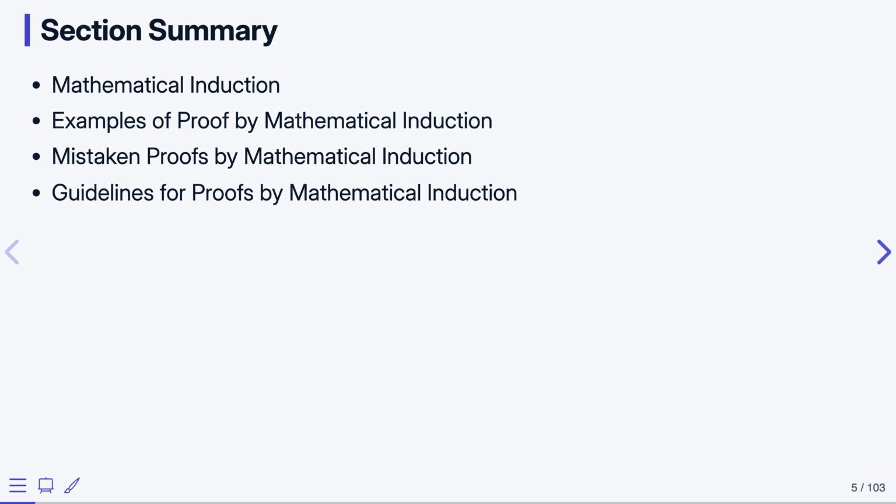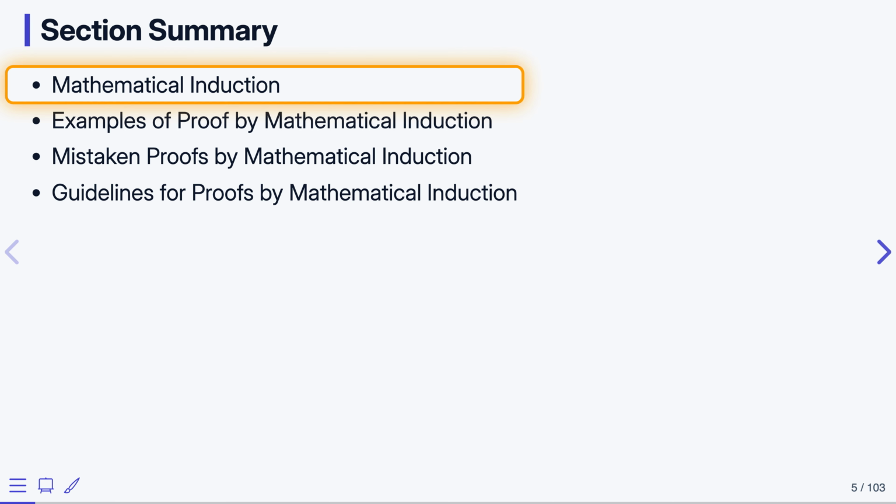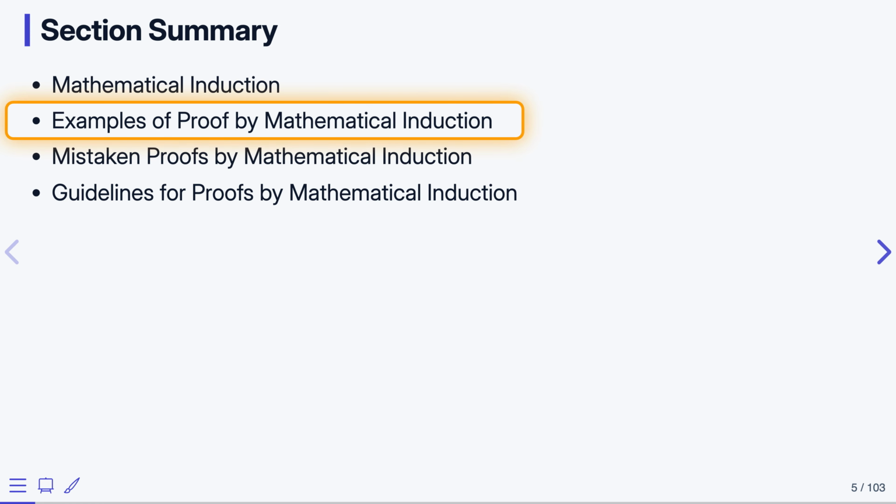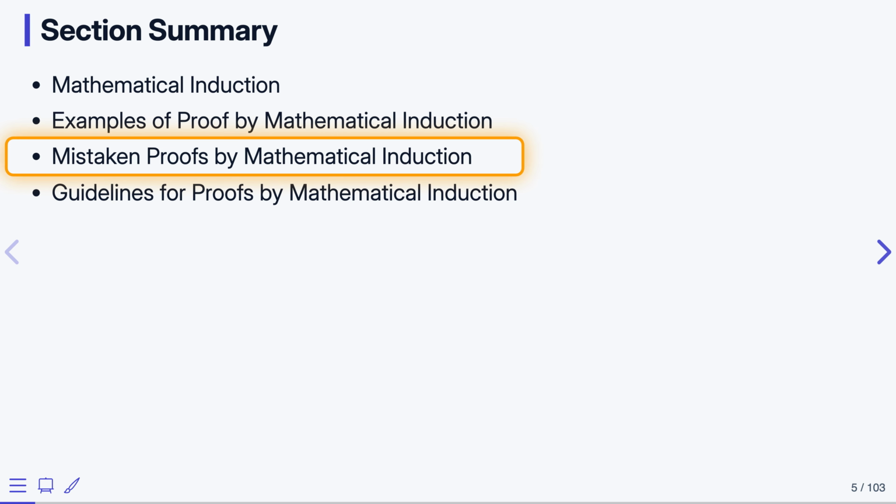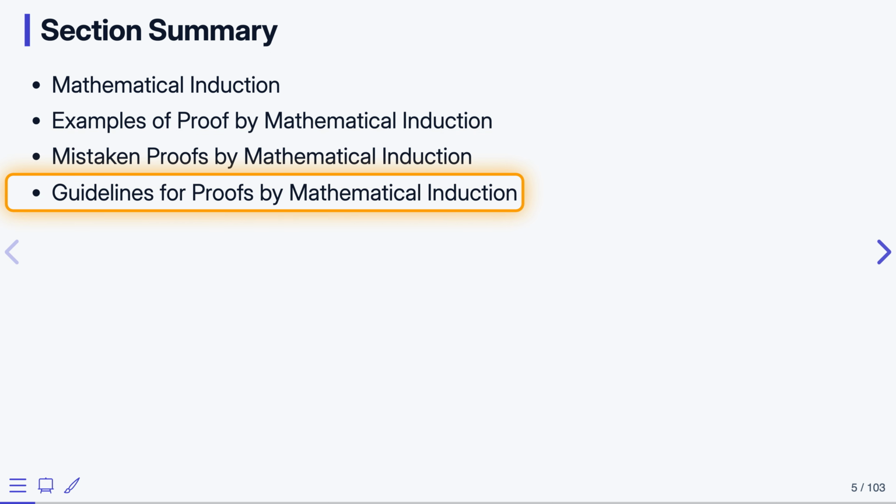This is the plan for the section, 4 things. First, what mathematical induction is. Then many worked examples, so the method becomes familiar. Then proofs that go wrong, so you can avoid the same mistakes. And last, clear guidelines you can follow every time.